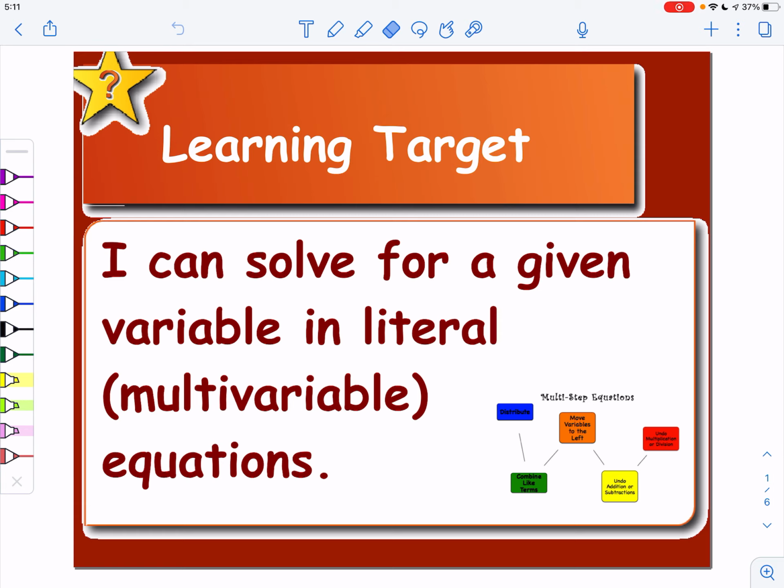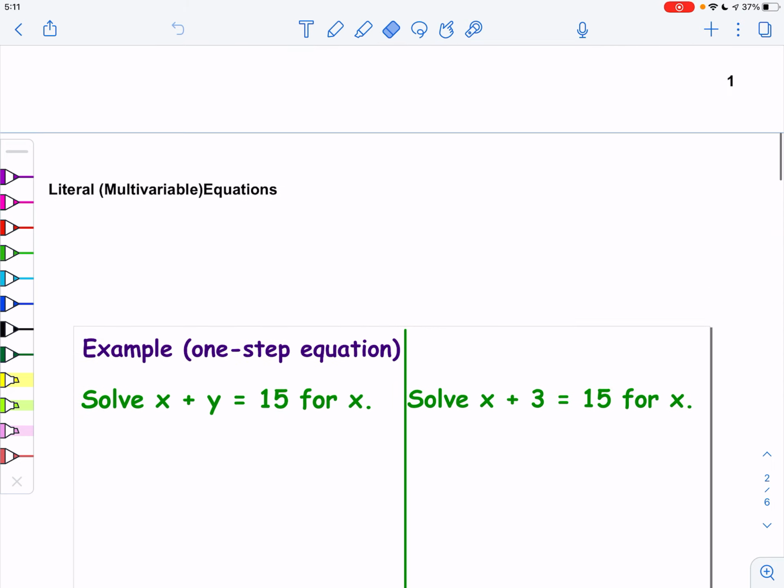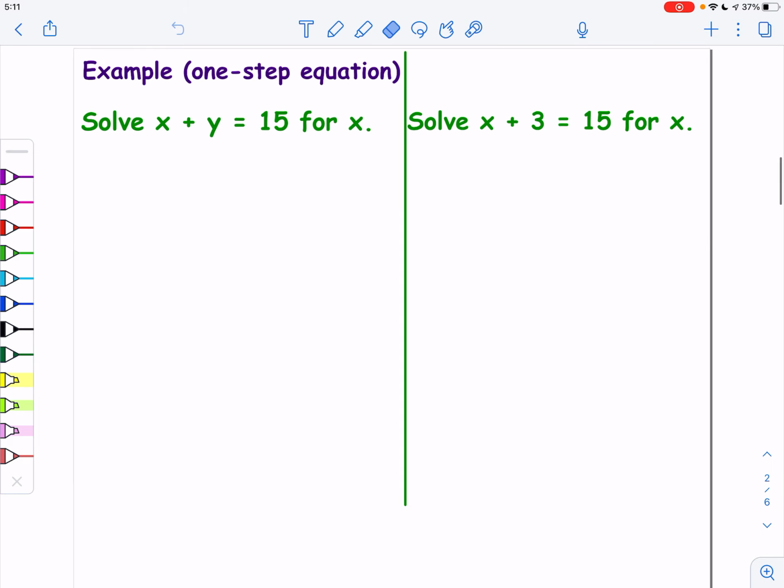Today's video will look at solving for a given variable in a literal or a multivariable equation. So we're going to start with what you already know and then go to the new material. In our equation on the right, it says solve for x in the equation x plus 3 equals 15.